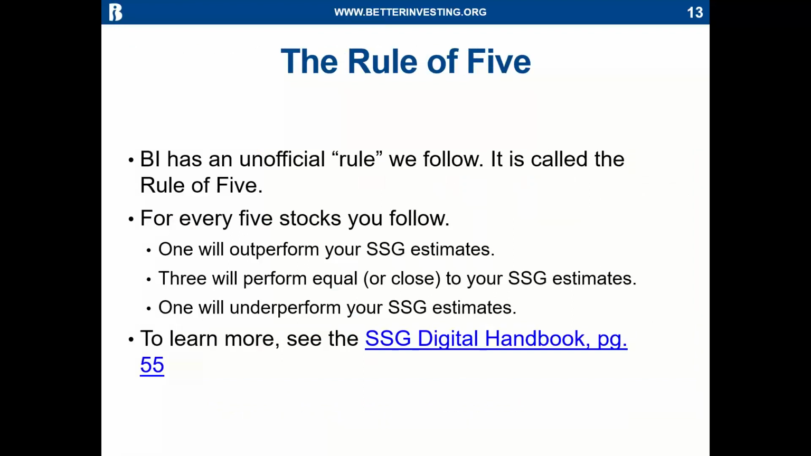So anyway, one of the things we talk about in the Better Investing community, it's an unofficial rule, because it's not necessarily a rule per se, but it's been called the rule of 5. What we say is that for every 5 stocks you follow, 1 will outperform your SSG estimates, 3 will perform equal or close to it, and 1 will underperform. If you want to know more about that, there's a link to the SSG Digital Handbook, where it's mentioned. It's an ebook, very well worth it. I think it's like $20 or $25 if you're so inclined, just to take a look at it.